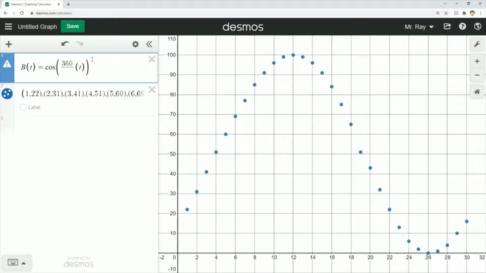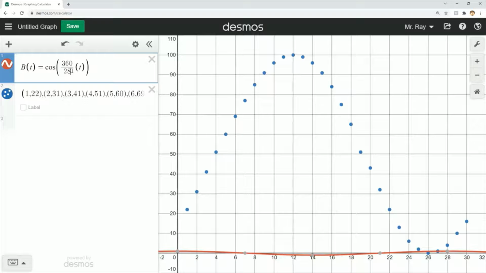In fact, I'm just going to go over to the graph and say we have a maximum here at 12 and a minimum here at 26. Those are 14 units apart, and that's exactly half a period. It goes from a max to a min. So if 14 units is half a period, then 28 units should be the full period.